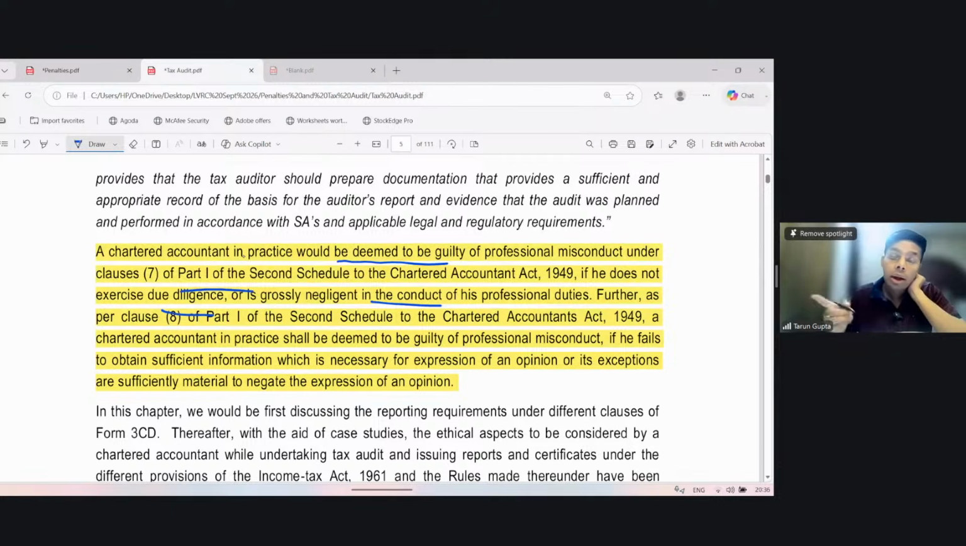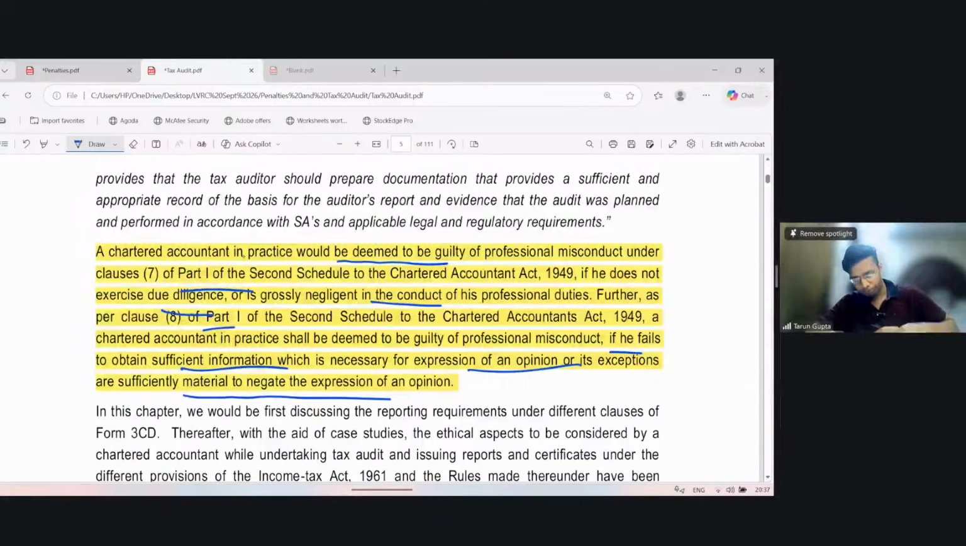There is another clause, clause 8, which also says that a CA shall be deemed to be guilty of professional misconduct if he fails to obtain sufficient information which is necessary for the expression of opinion, or if its exceptions are sufficiently material to negate the expression of opinion. So clause 7 is applicable if the CA has not exercised due diligence, and clause 8 is applicable if he has not obtained sufficient evidence to support the expression of opinion. Only these two clauses are relevant for my test paper.